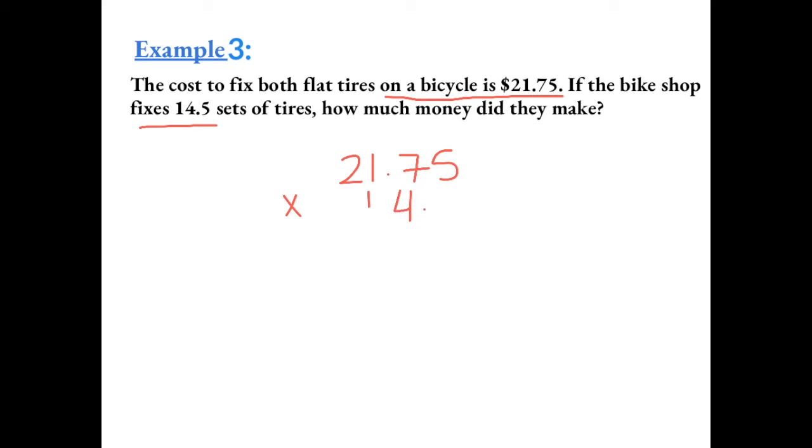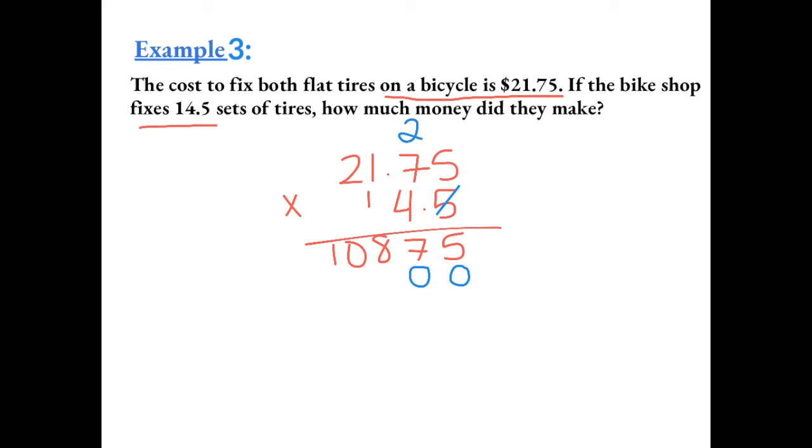14.5 bikes. So 5 times 5 gives us 25. 7 times 5 gives us 35, plus 2 is 37. 5 times 1 is 5, plus 3 more is 8, and 5 times 2 gives us 10. Now I'm going to erase the numbers that we carried over, and now we're going to add a 0 and multiply with the 4. 4 times 5 gives us 20.